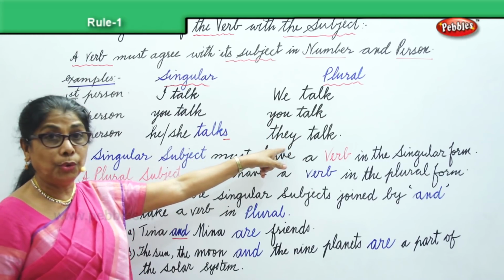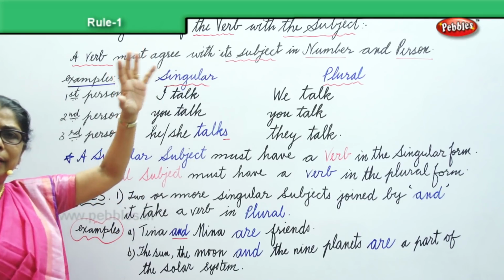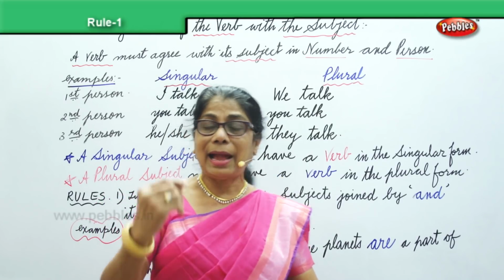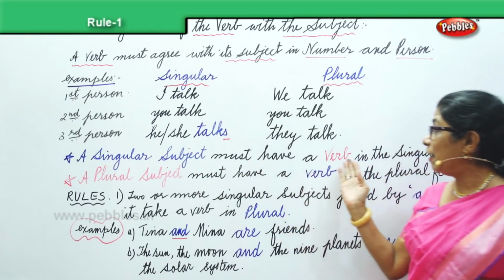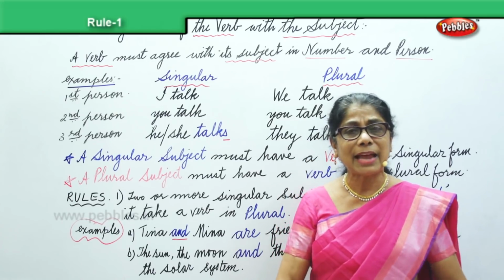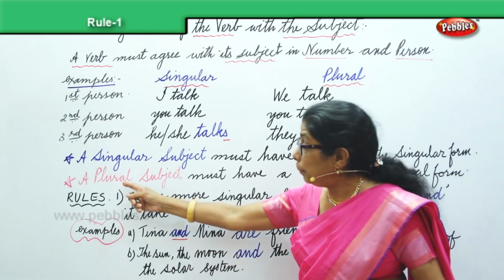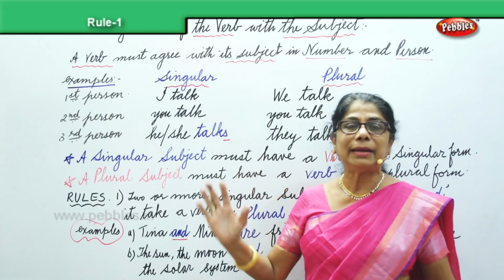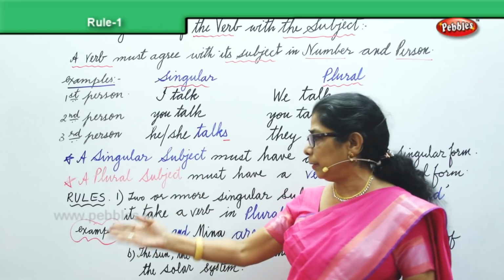The number changes, so look at the verb. Now, in the verb agreeing with the subject, we have certain rules to follow. A singular subject must have a verb in the singular form. That's the main rule. The plural subjects must have a verb in the plural form. But there are rules to follow also. Now, what is the first rule that we have here?